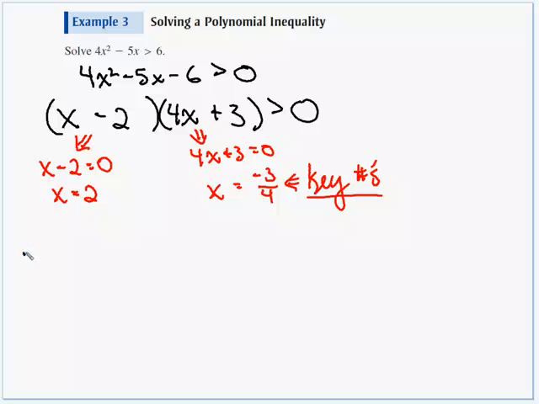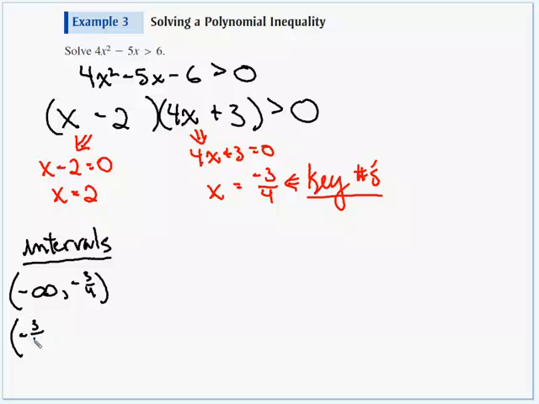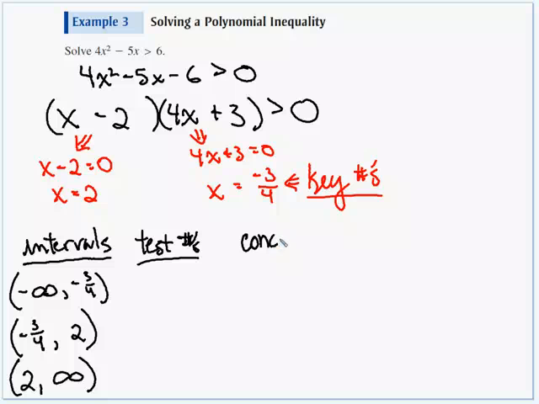So let's see, we're going to come up with some intervals. We're going to go all the way from negative infinity to the lowest of the key numbers, the negative 3/4. And our next interval will pick up there at negative 3/4 and go to the next key number 2. And then we're going to go from that key number 2 off to infinity. So remember, we're going to pick some test numbers. We're going to plug them in, and we're going to come up with our conclusion, either positive or negative.